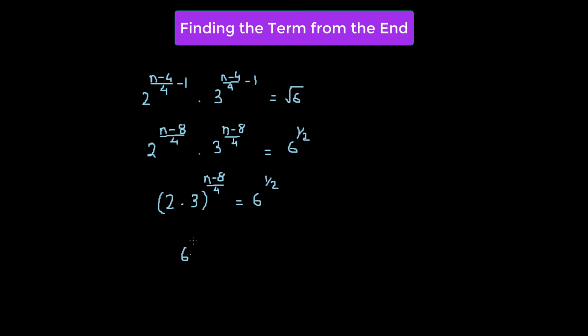2 times 3 is 6. So 6 raised to the power (n-8)/4 is equal to 6 raised to the power of half. Now the law of exponents states that the exponents must be equal, so we'll have (n-8)/4 must be equal to half. Then we solve for n. That should give us n minus 8 equals 4 over 2, which is simply 2, so that gives us n equals 10. So there you go, that's the value of n. Let's go to the next.